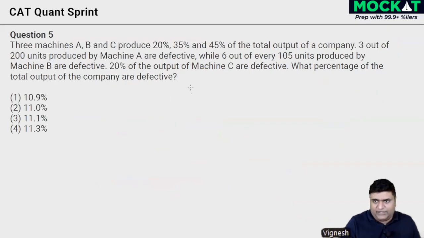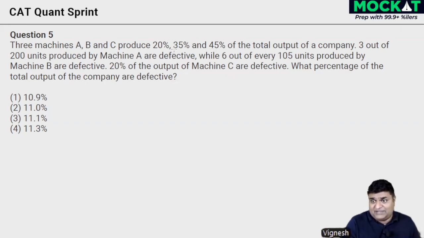Moving to the fifth one, right? So on to the fifth question. 3 machines A, B and C produce 20%, 35% and 45% of the total output of a company. Okay, 3 out of 200 units produced by machine A are defective, while 6 out of every 105 are okay, and 20% over here are defective. What percentage of the total output of the company are defective?